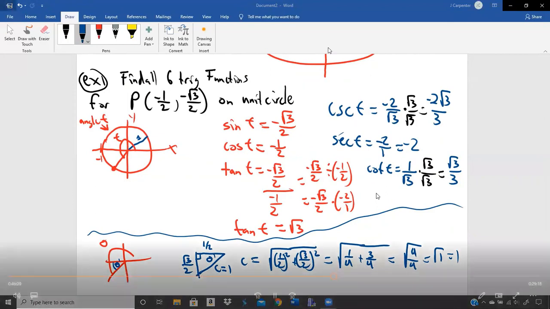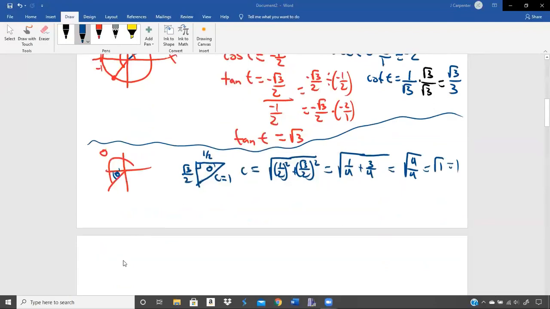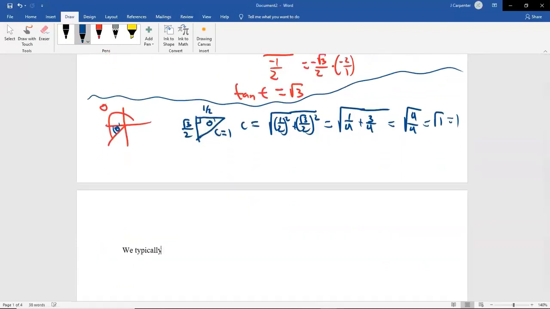So this idea of using the unit circle to find the trig functions, honestly, we don't really use it for problems like this. This is not a typical problem. So when do we use it? We typically use this for what we call quadrantal angles. Where 0, 90, 180, 270, 360 degrees, and 540, etc. Just keep adding 90. Or in radians, 0, pi over 2, pi, 3 pi over 2, 2 pi, etc., etc., etc.